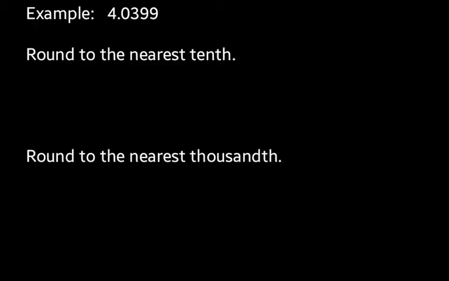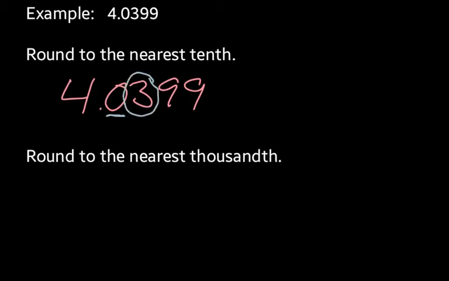Another example would be 4.0399, and we're being asked to round to the nearest tenth. So I'm going to underline the tenths place, which in this case is a 0. The number that comes after it is a 3, which is 4 or less, so that's going to make the underlined number stay the same. So our number rounded to the nearest tenth would be 4.0, because we drop everything after that 0 off.